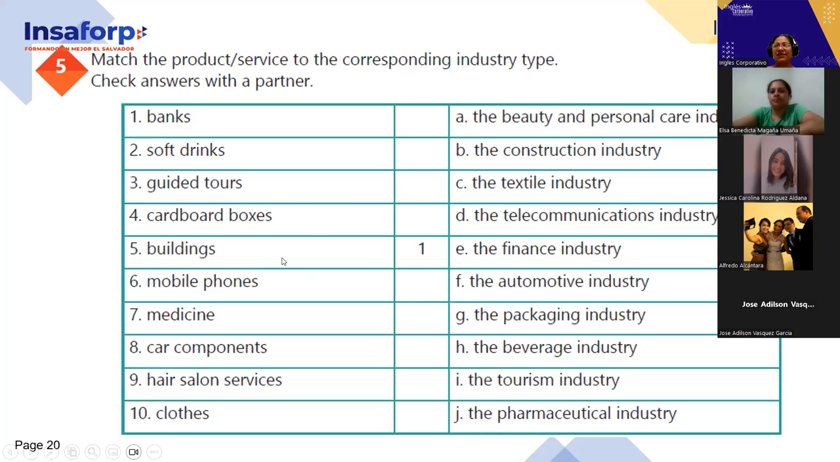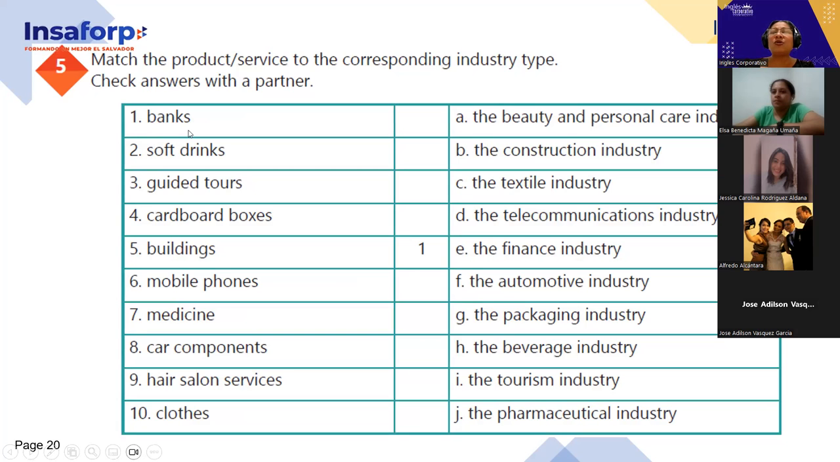We have this exercise in which you have, for example, on your left, the name of, or the relation that we understand that the place where we are working, in a general way, we have like banks, soft drinks, guided tours, cardboard boxes, buildings, mobile phones, medicine, car components, hair salon services, and clothes. But on the right side, we have the type of industry that is related to. And that is what we are going to complete in this moment.